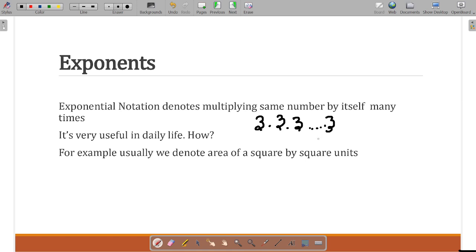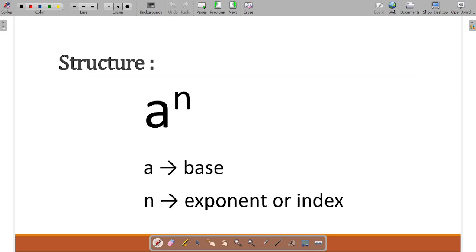So it is useful in daily life. How? Usually we have the formula for the area of a square, which is a square. That is, if a side of a square has a length of 3, suppose, the area of the square is nothing but 3 squared. It is denoted in square units. So it is one of the useful things about exponents.